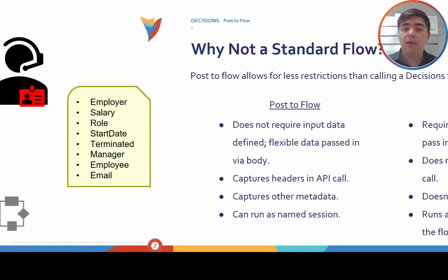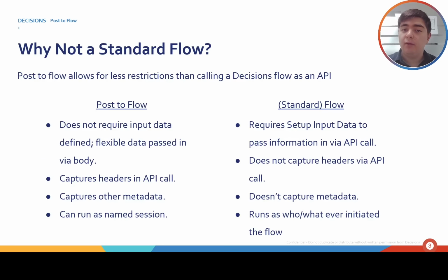So why could you not just do this in a standard flow? Well, as I mentioned before, the post-to-flow has fewer restrictions than the standard flow when it comes to calling these entities as an API. The post-to-flow does not require input data defined. It has flexible data that can be passed in via the post-call body, whereas the standard flow does require input data to be set up and rigidly defined.